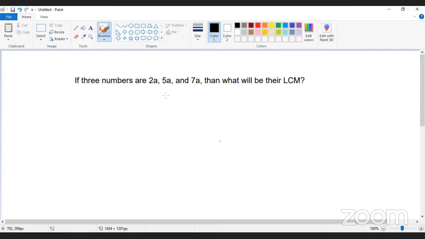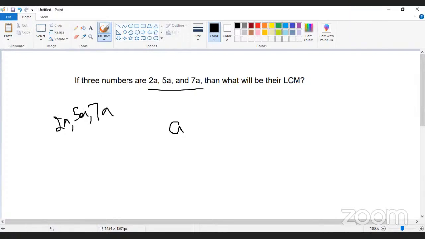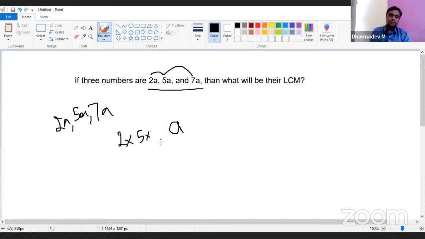Seventy. Okay. What will be the LCM? So I have A everywhere. 2A is also having A, 5A is also having A, 7A is also having A. Yes, so A is common. Now 5, 2, and 7 are not common, so 2 times 5 times 7, that is 70. A is common everywhere, so I'm just taking a single A.